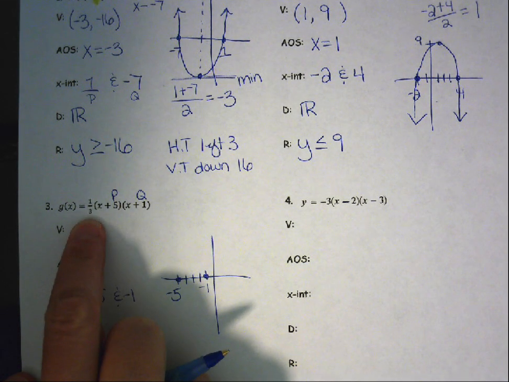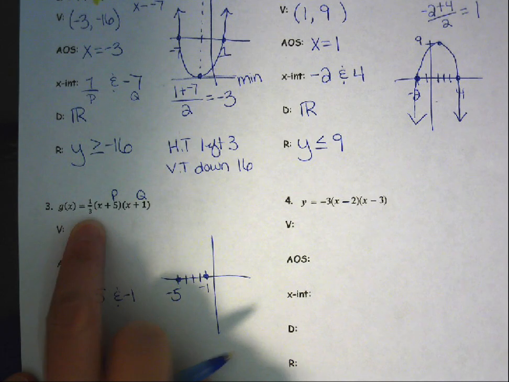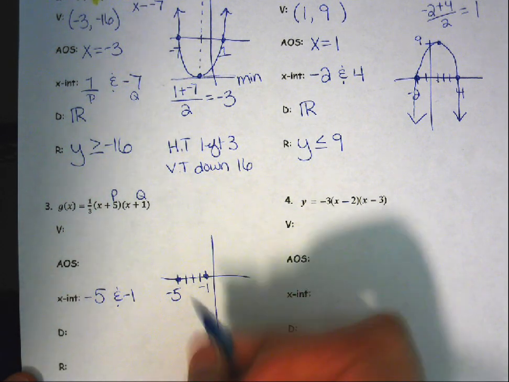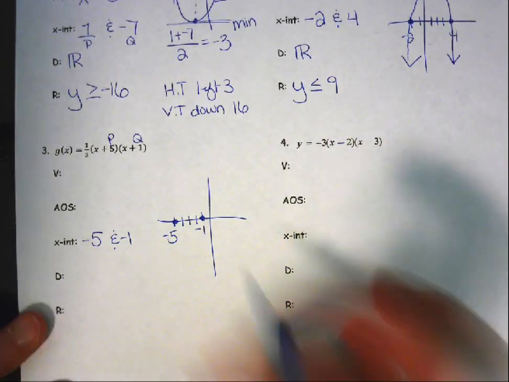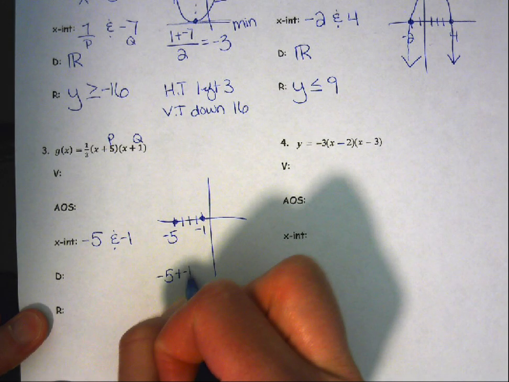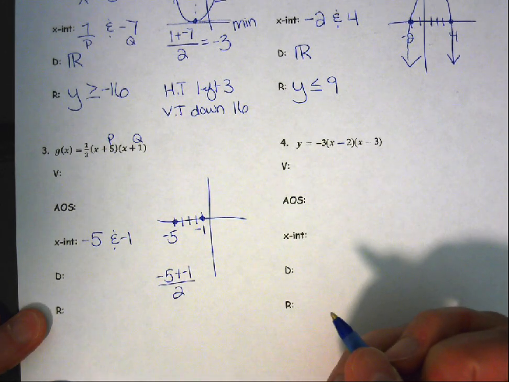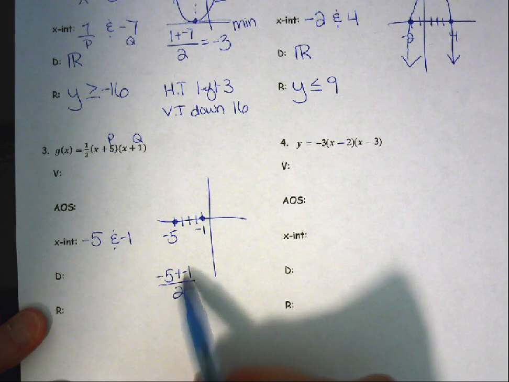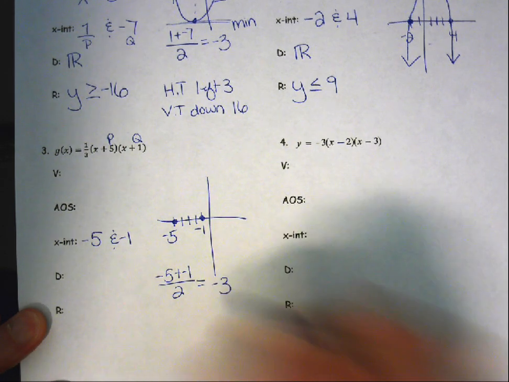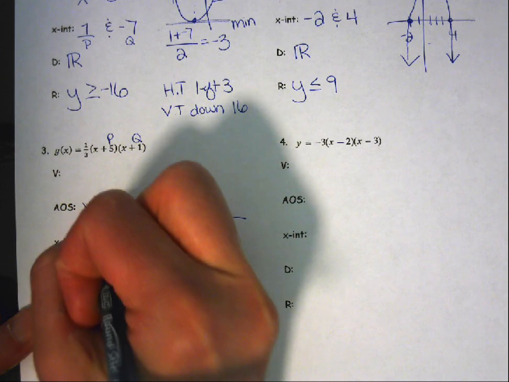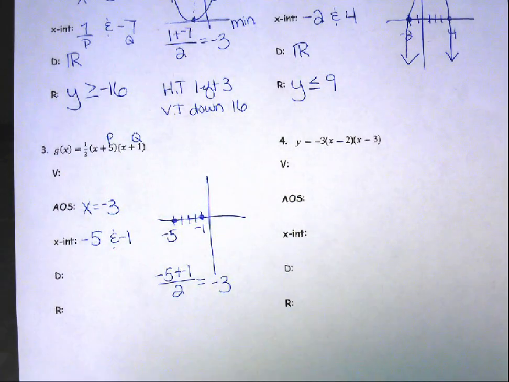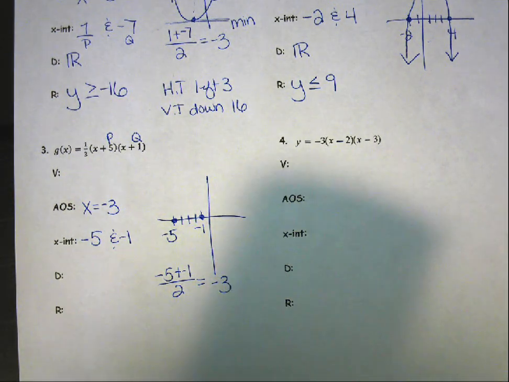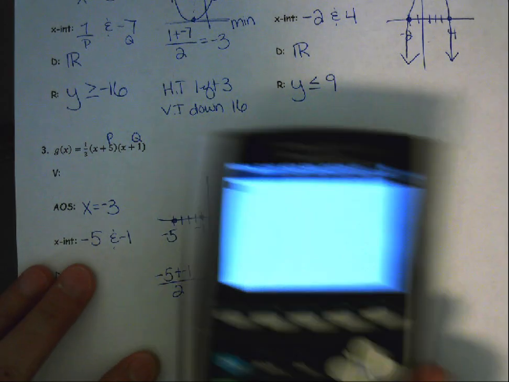The 1/3 just tells me it's a little bit wider, but I need to know the axis of symmetry. So I'm going to add them together, divide by 2. Remember, I'm just running our formula. So -6 divided by 2, that's my axis of symmetry. Now I'm going to go ahead and use my calculator for this one because fraction, I could do it by hand, but why not? Let's just plug it in.